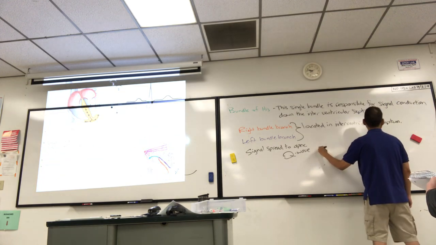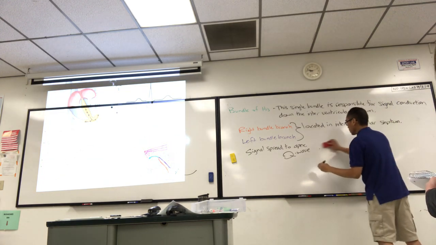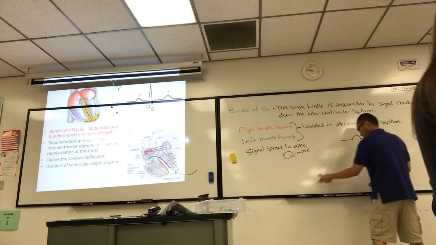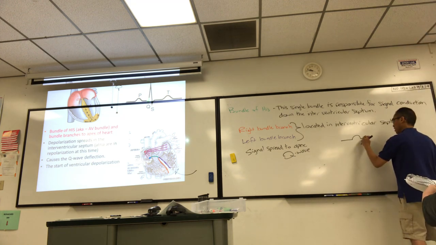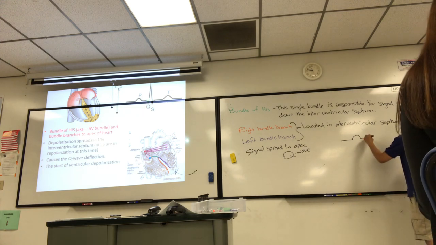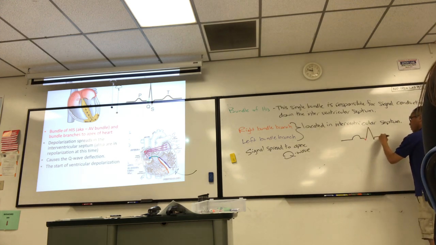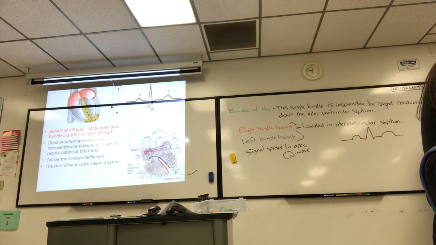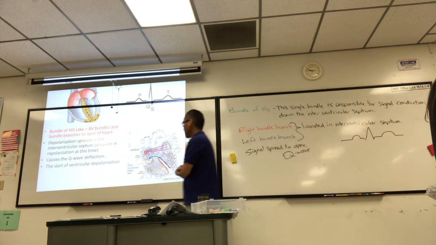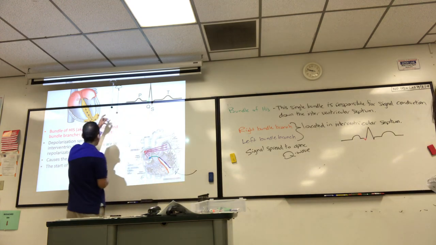So I'm going to draw the whole thing. Again, here's P, PR segment, the little down deflection that's usually hard to see. That's our cue. Okay. ST. So just what I drew in red, that represents the Q wave, you got to the apex. So now the signal can start to spread up the sides of the heart wall.